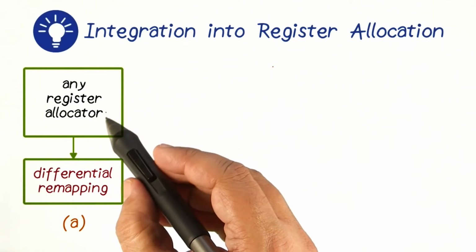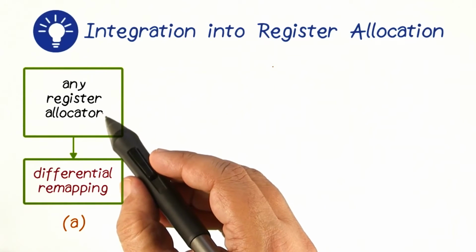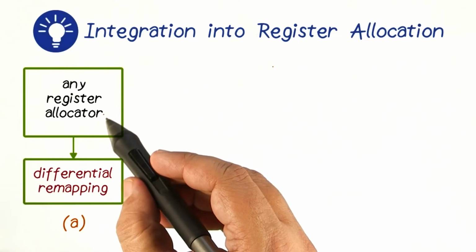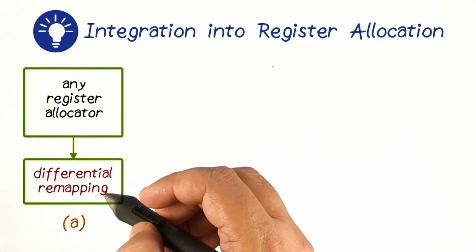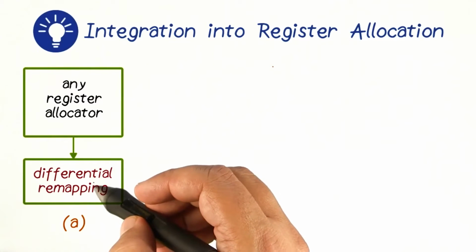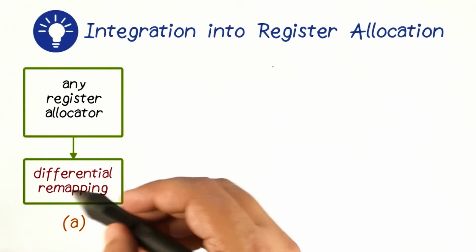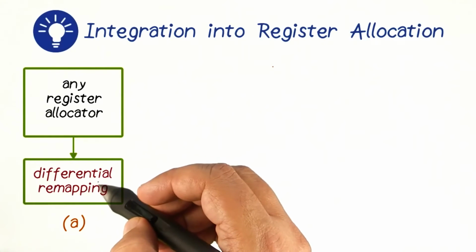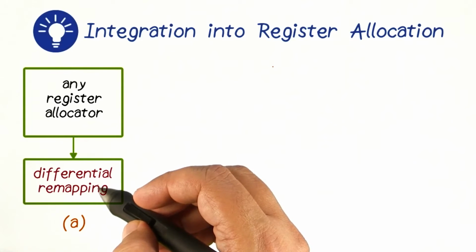So the first route that we look at here is to take an existing register allocation that is done based on direct encoding and then change that to differential remapping or differential encoding by using this new addressing scheme. So this is to leverage the existing robust register allocator that we have developed and just implement differential encoding and remapping on top of it.